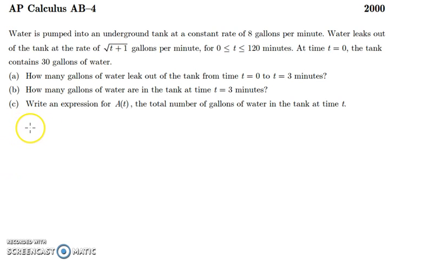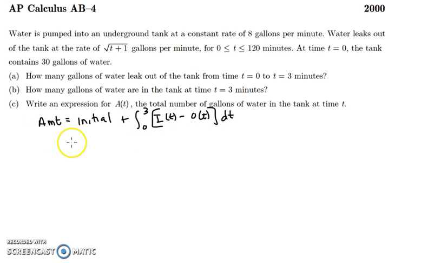So this is going to be scenario number 2. So we're thinking about the amount being equal to the initial value plus the integral from 0 to 3 of I of t minus O of t dt. So this is how we're thinking about this problem.